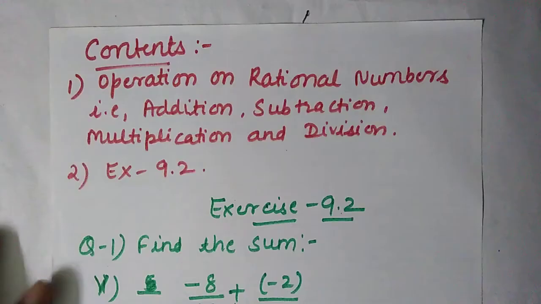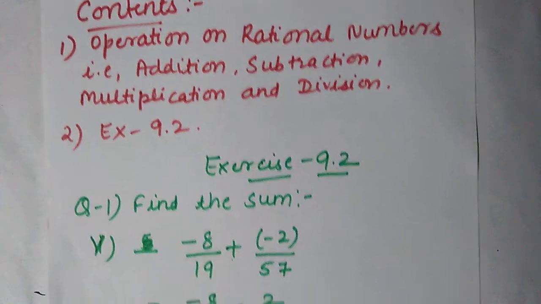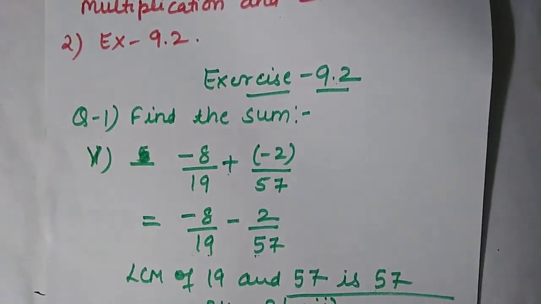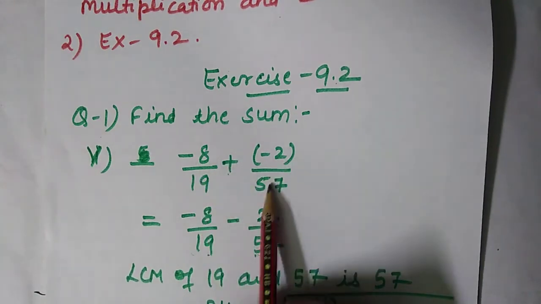The last topic that we have covered in this chapter was operations on rational numbers, that is, how to add, subtract, multiply and divide rational numbers. I will explain one part at a time. I am taking the first part, how to add. These are the two numbers.